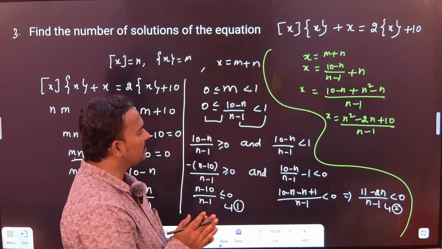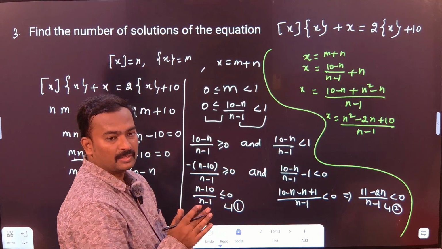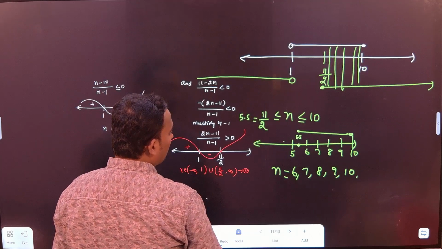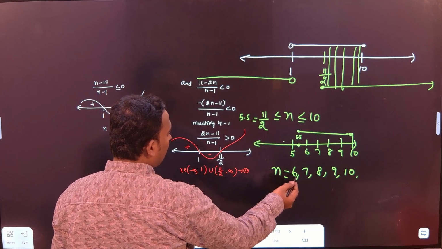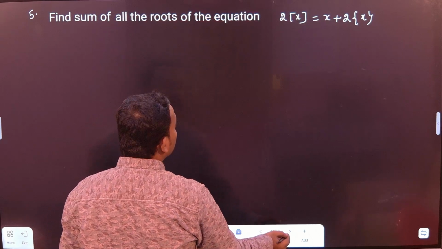Suppose if I take n is equal to 6, 7, 8, 9, 10 is possible, right? You can see what are the n values possible? 6, 7, 8, 9, 10.